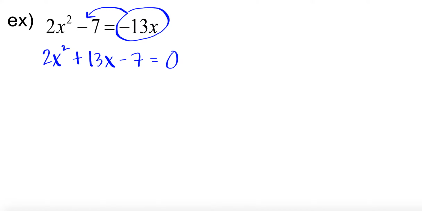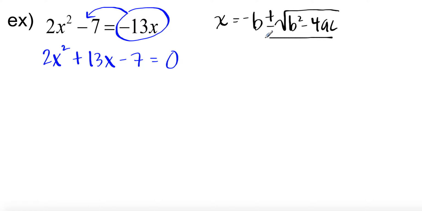All right, now if you'll recall, the quadratic formula is x is equal to the opposite of b plus or minus the square root of b squared minus 4ac, all divided by 2a. Now, a, b, and c are just numbers, and they come directly from your equation in standard form. a is the coefficient of x squared, so a is 2. b is the coefficient of x, so that's 13. And c is the constant, and the sign in front of it goes with it, so that makes c negative 7.